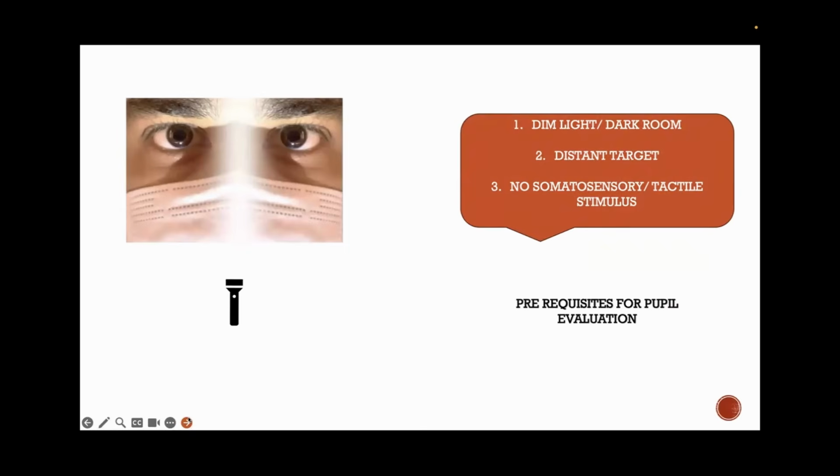This is another important thing that we often forget. We just immediately take our torch and directly flash it in the eye of the patient, and the patient is looking at the torch, and what you are seeing is the accommodation response in addition to the light response. So you can't really tell the difference. So you should always make sure that the patient is looking at a distant target and then start looking for the light response and the swinging light test.